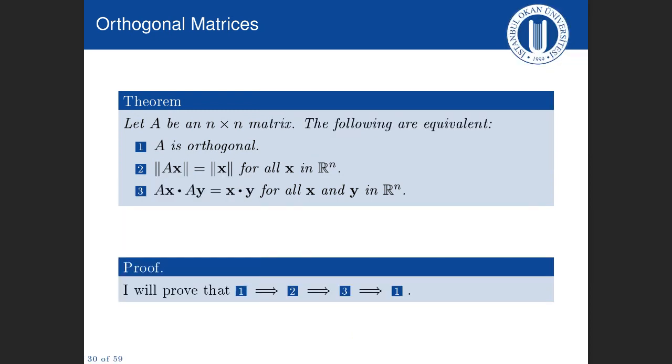Okay, let's prove this. And the way I'm going to prove it is I'm going to prove that property one implies property two, property two implies property three, and property three implies property one. And if we've done that, then we know that all three properties are equivalent.